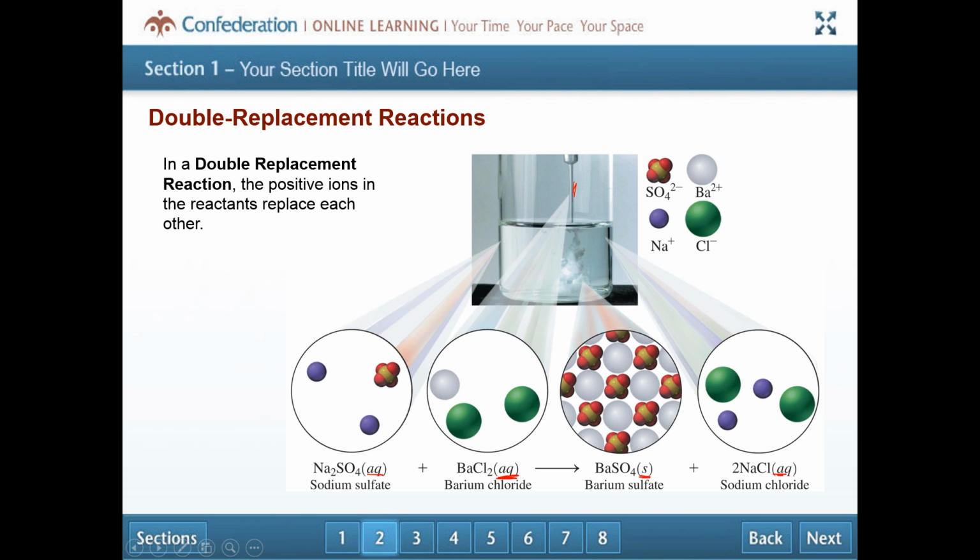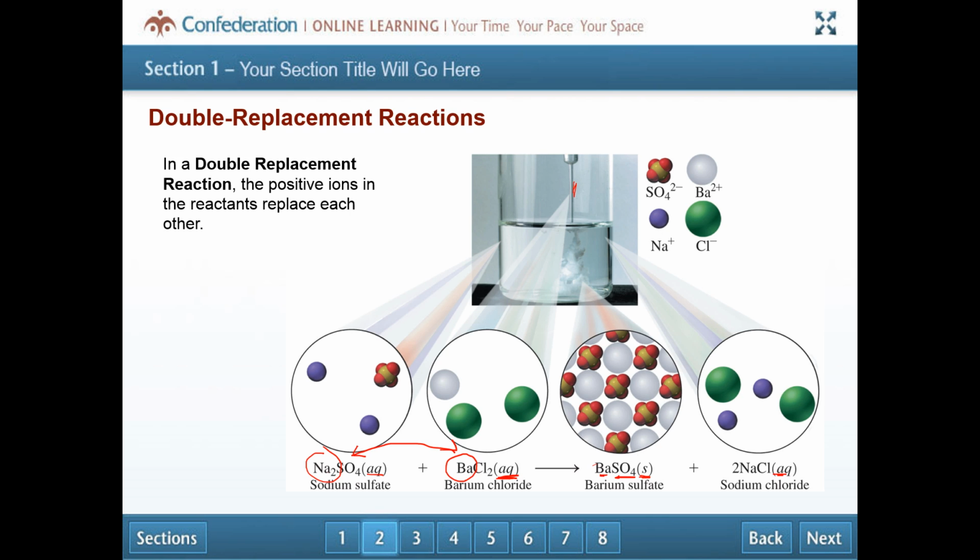But it's not the same aqueous solution. It's not the same as the other two aqueous solutions. So look at what's happening. If I look just at the positive ions, the sodium and the barium, the sodium in the beginning was in a compound with the sulfate. But look what's happened now. Now the sulfate is with the barium. Okay, so the sodium and the barium have switched partners basically, and now barium is with the sulfate.